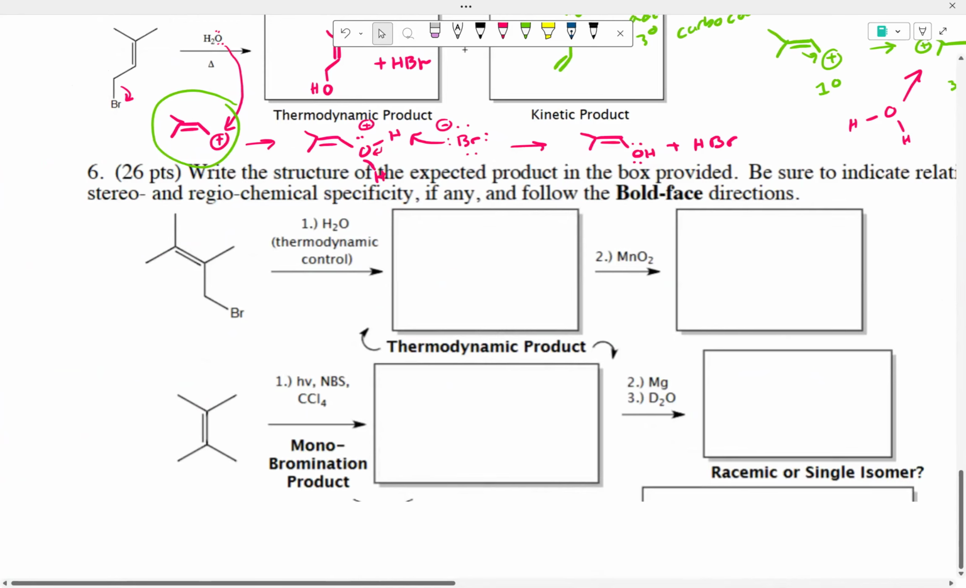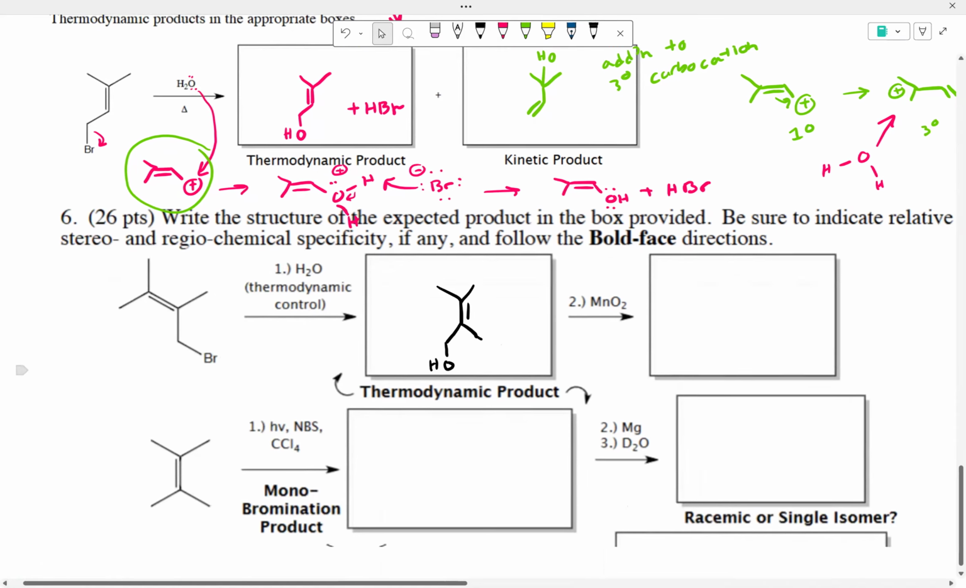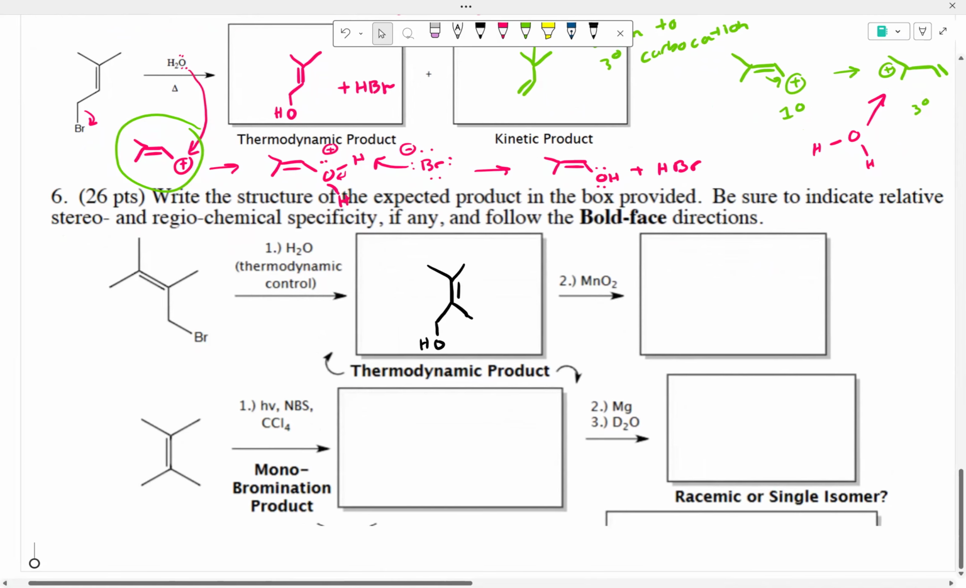Next is just these two. Oh, wait, isn't this the same as the one before? We know that the thermodynamic product is the product with the most substituted alkene. So all that happens is that our Br changes for an alcohol. And we know that magnesium oxide targets allylic alcohols, which is this one.